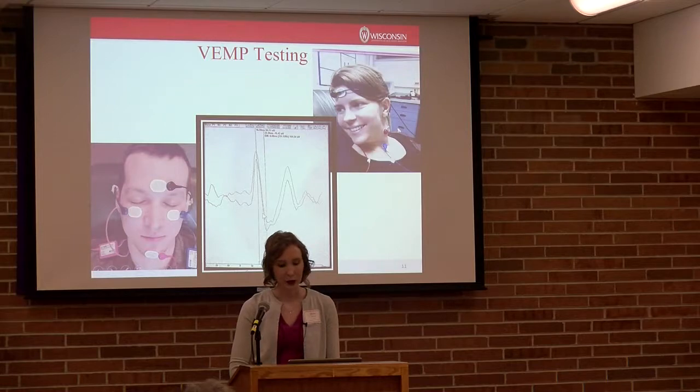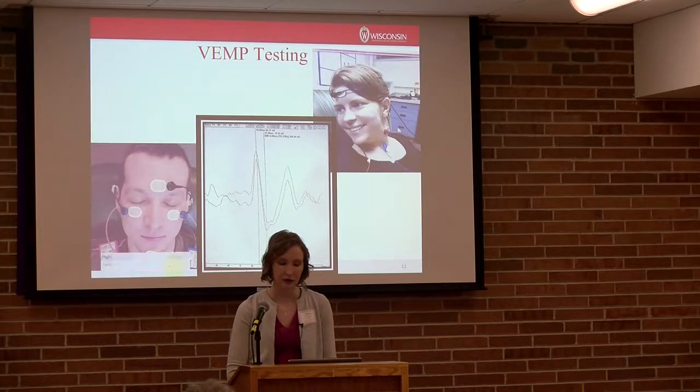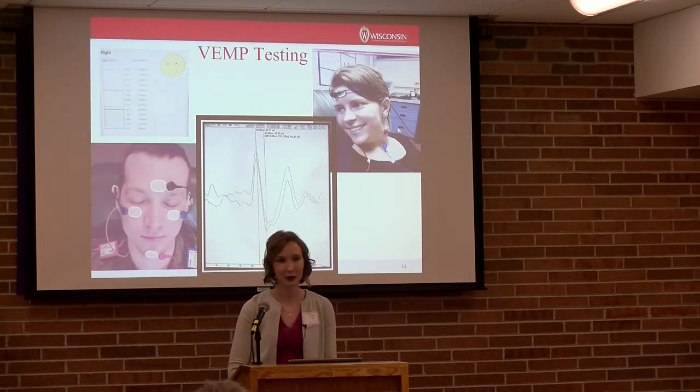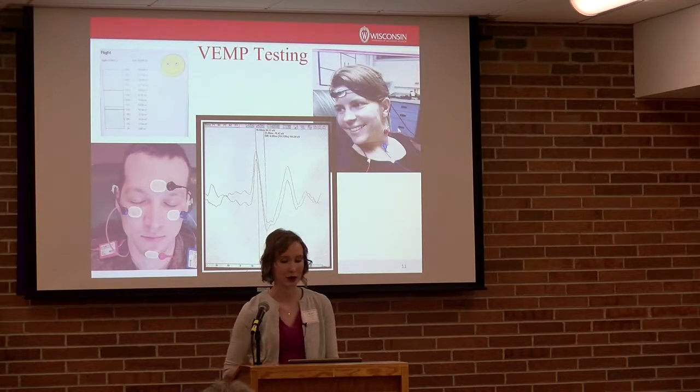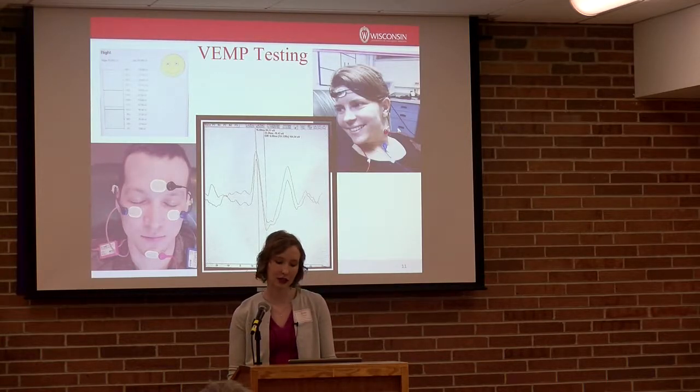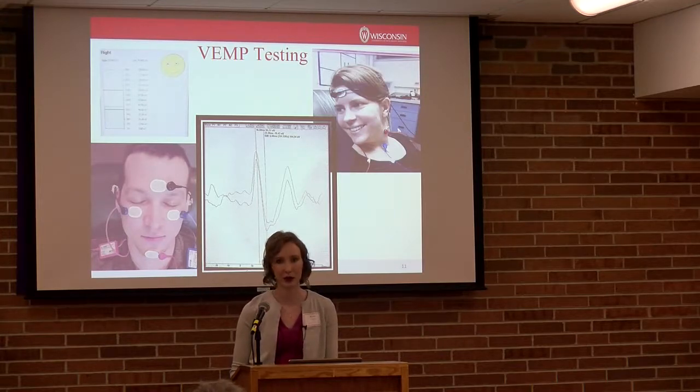This is a picture of a really beautiful C-VEMP wave. We're looking for a positive peak at 13 milliseconds and a negative peak at 23 milliseconds. And this smiley face would tell the participant if they're contracting their sternocleidomastoid muscle well enough for the measurement to be made. Also, the O-VEMP wave is similar looking to C-VEMP, but we're going to see a negative peak around 10 milliseconds and a positive peak around 15. So it's shorter, and it starts with negative to positive.